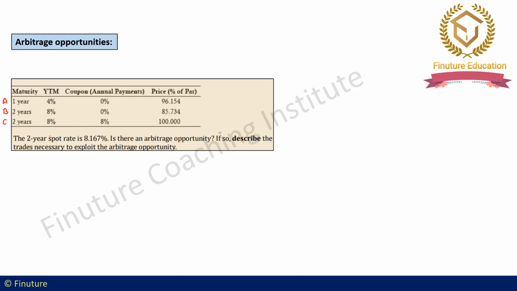We have been given that the 2 year spot rate in the market is this. So this is a portfolio, okay? And now we have been told that the 2 year spot rate is 8.167% instead of 8%. So is there an arbitrage opportunity? If so, describe the trades necessary to exploit the arbitrage opportunity.